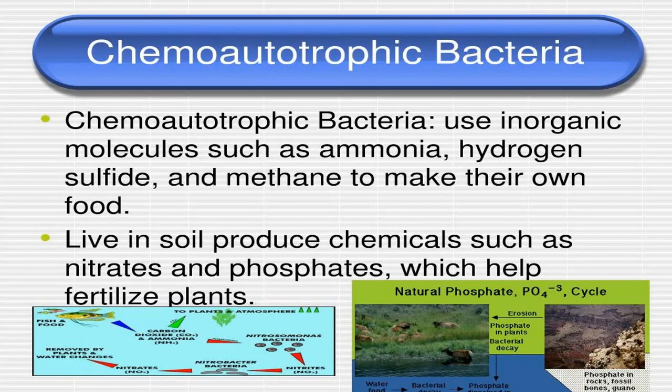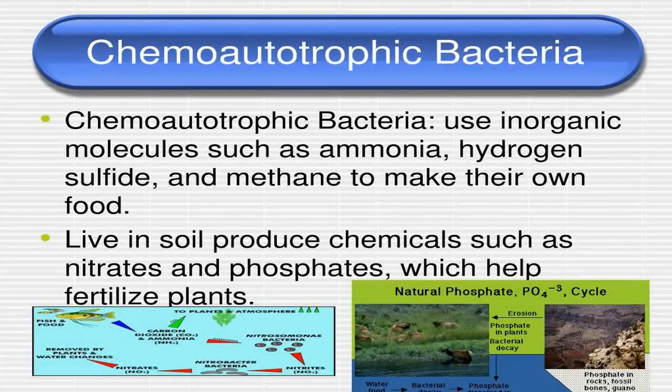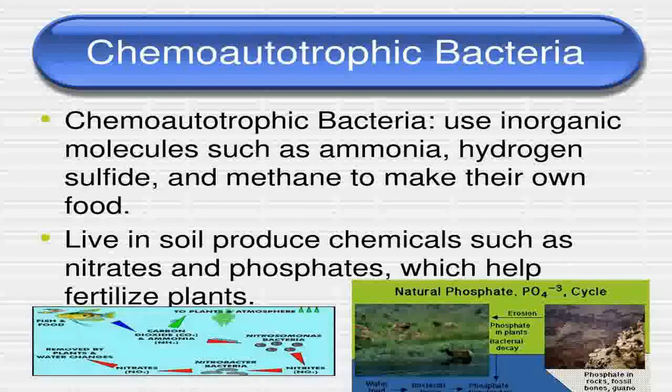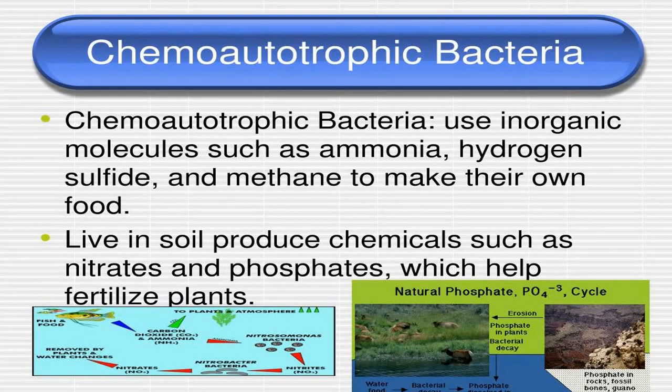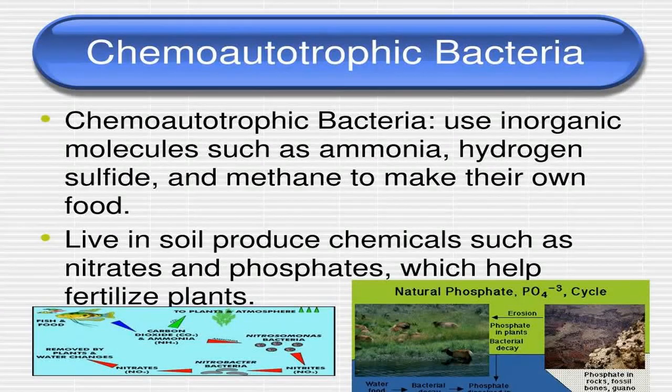Now the chemoautotrophs. Chemoautotrophs are those bacteria that make carbohydrates from inorganic substances, but they do not use light energy. They oxidize inorganic substances such as ammonia, hydrogen sulfide, and methane to make their food. They usually live in soil, produce chemicals such as nitrates, nitrites during the nitrogen cycle, and phosphates, which also help to increase the fertility of the soil.